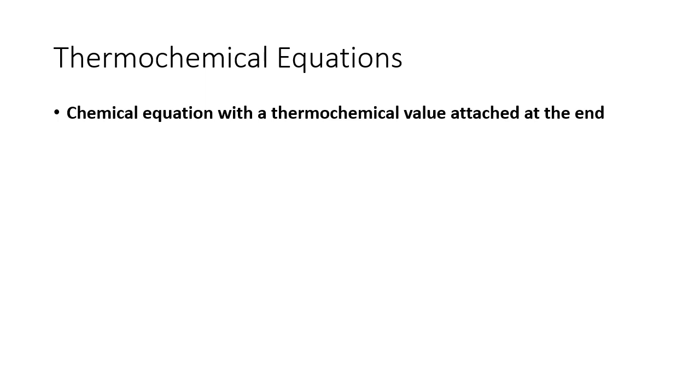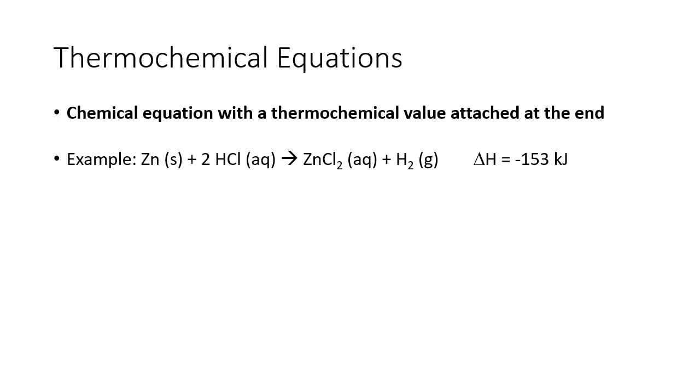This brings us to thermochemical equations, which are chemical equations with a thermochemical value attached on the end. That's right, enthalpy is now part of the chemical equation. So if you want to manipulate the equation, you must also manipulate the enthalpy change associated with the equation. So in this case, we have an example of zinc solid plus hydrochloric acid making zinc chloride and hydrogen gas. And it has a delta H associated of negative 153 kilojoules.